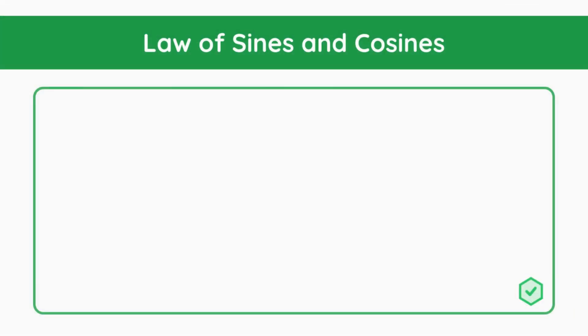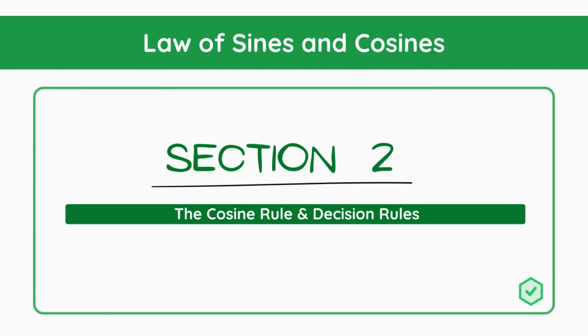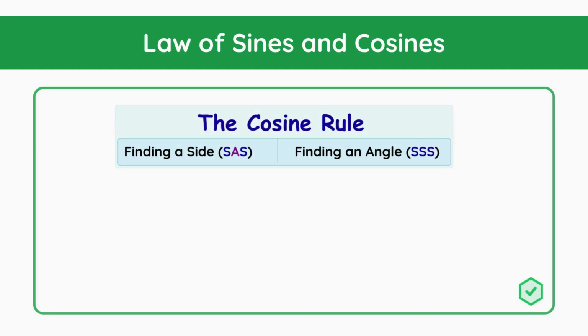Now, let's continue to the next part of the video. What happens if you do not have an opposite pair needed for the sine rule? That is when we turn to the cosine rule. The cosine rule works for any triangle, whether acute, obtuse, or right-angled.